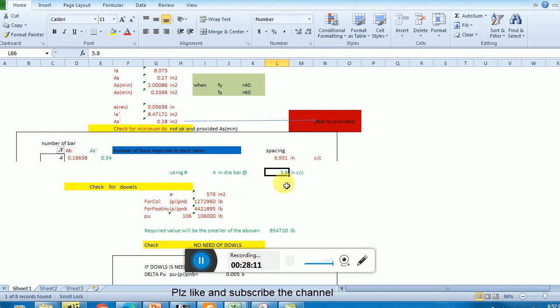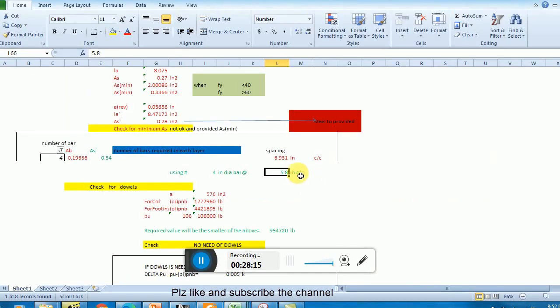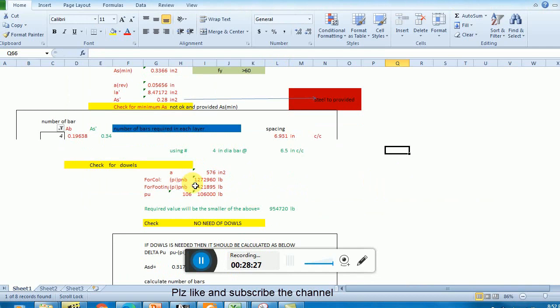And here you have to decide that we are using number 4 bar, and the final spacing, although in calculation I am using 7, but here I am using 6.5 inch, let's say. So this is my final calculation, number 4 at the rate of 6.5 inch center to center.